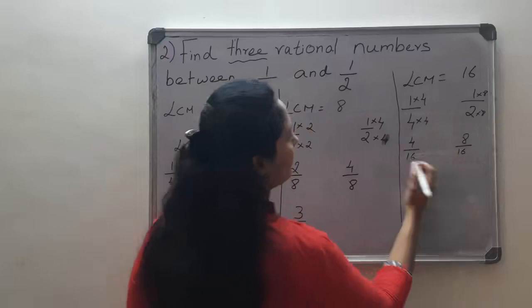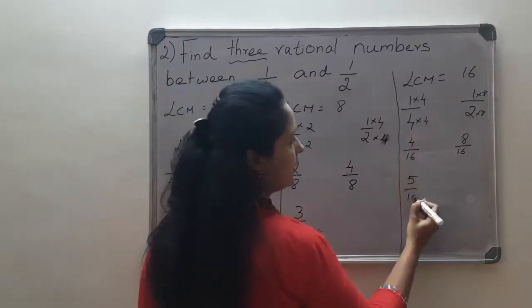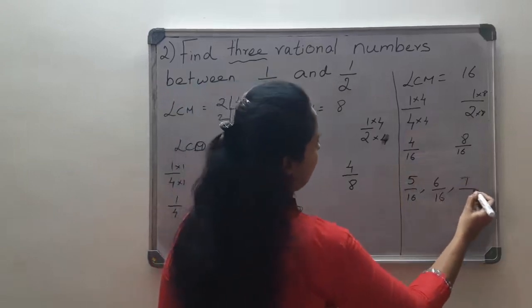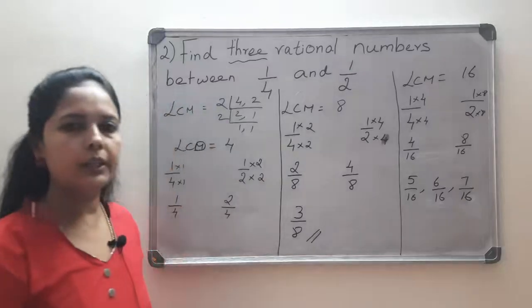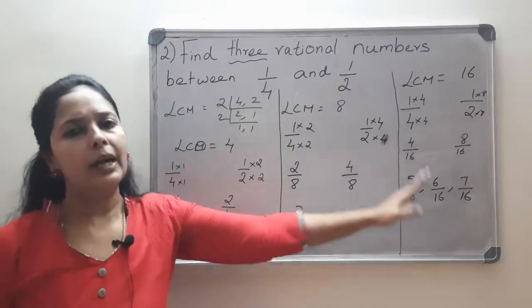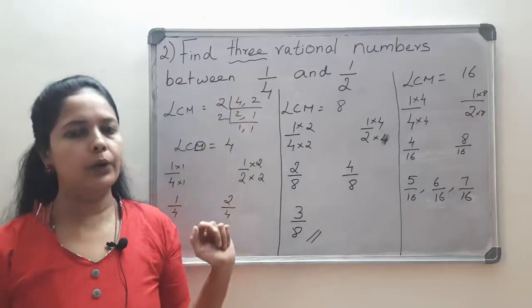So what are the numbers in between? The next number is 5 by 16. The next number is 6 by 16. The next number is 7 by 16. Got it? You should do like this. Find out the LCM till you arrive at the number of rational numbers asked in the question. Okay?